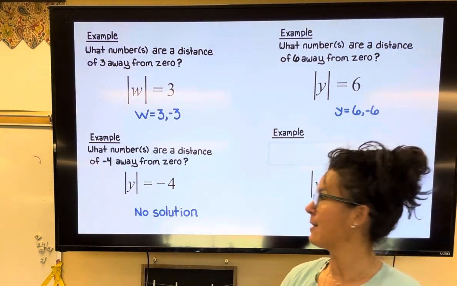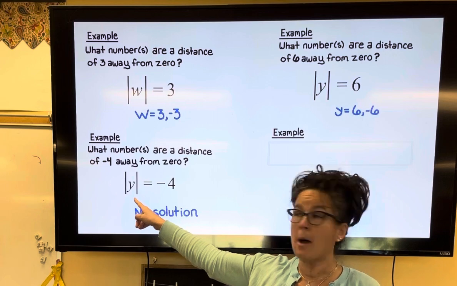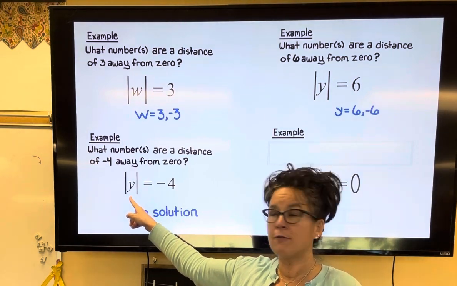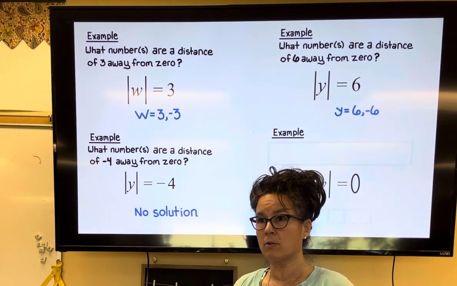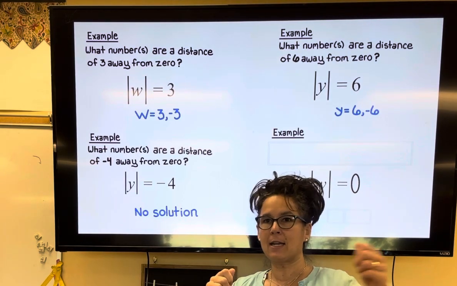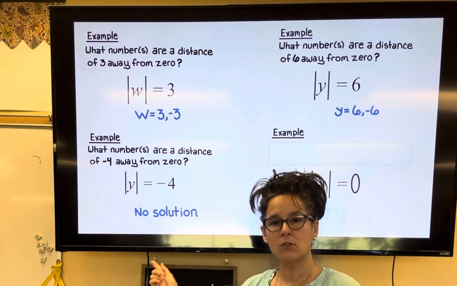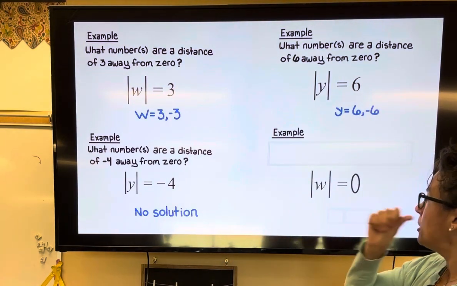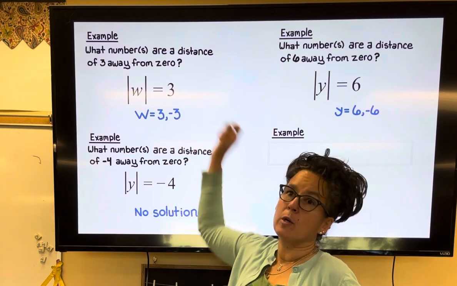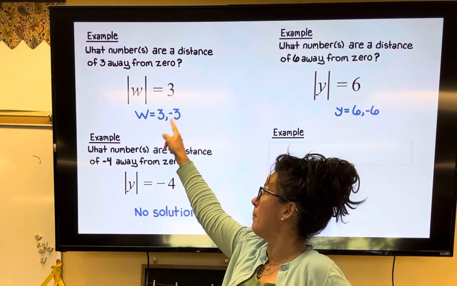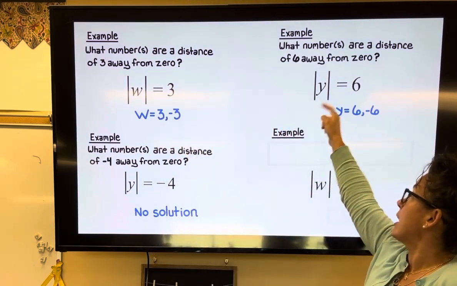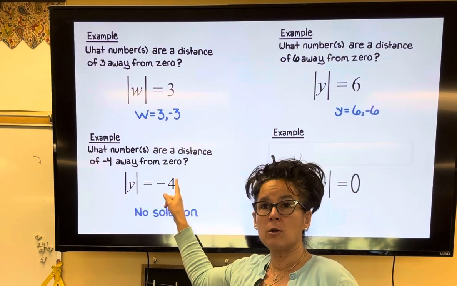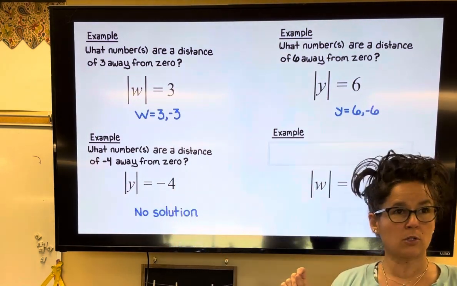Another way of saying that is: what number or numbers are a distance of -4 away from 0? Well, I can't have a distance that's negative, so no solution. And notice, when the absolute value equals a positive number, I got both answers. When the absolute value equals a negative number, it's no solution.